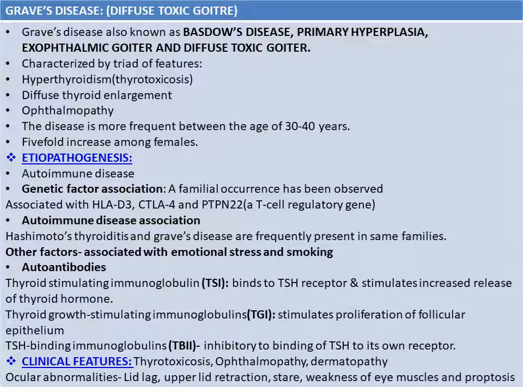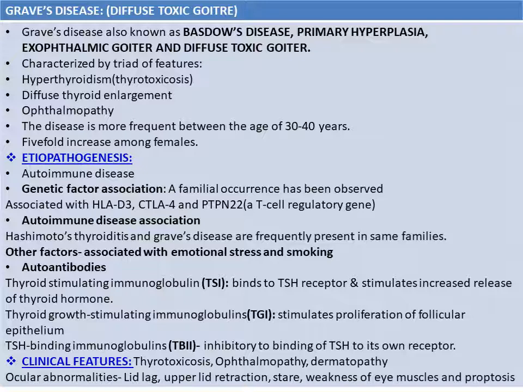Next, autoantibodies. Three antibodies are important for Graves' disease: thyroid stimulating immunoglobulin, TSI; thyroid growth stimulating immunoglobulin, TGI; and TSH binding inhibitor immunoglobulin, TBII. So the 3 autoantibodies produced are TSI, TGI, TBII. These 3 autoantibodies are responsible for Graves' disease and affect the thyroid gland.